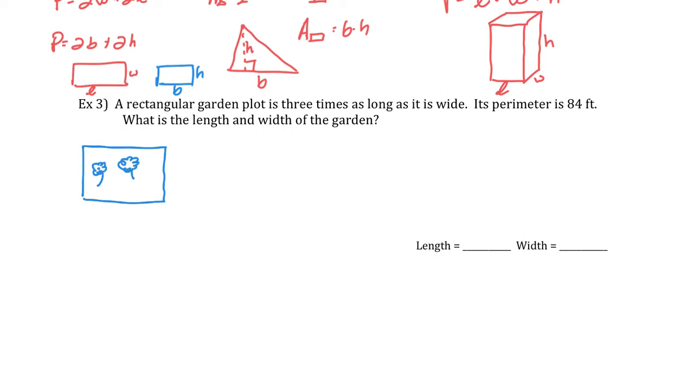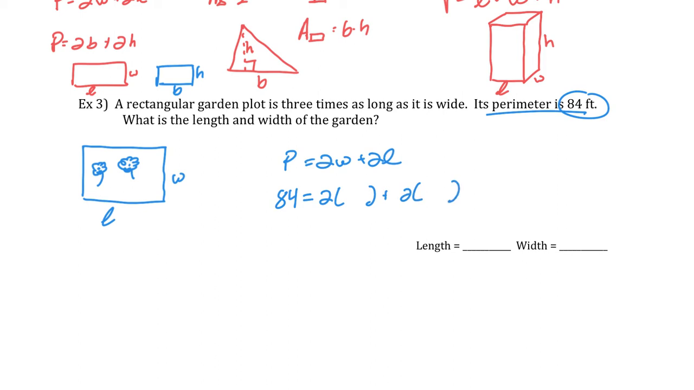So there we go. Here's our length, here's our width. Now we know that the formula we want to use for perimeter, because it's talking about perimeter, is 2W plus 2L. We also know that the perimeter has to be 84 feet, so we could plug that number in and say 84 is going to equal 2 times something for W plus 2 times something for L. Okay?